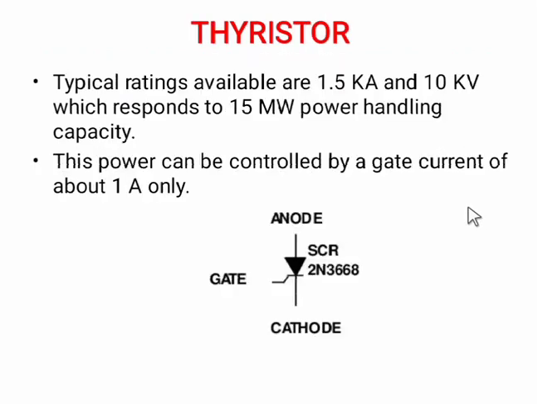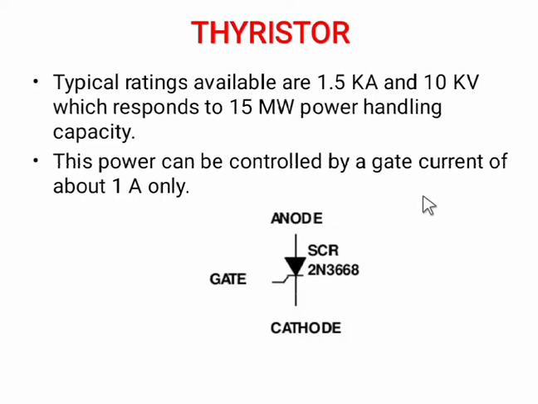The typical ratings available for a thyristor are 1.5 kiloamperes of current and 10 kilovolts of voltage, which corresponds to 15 megawatts of power handling capacity. So this much power can be controlled by applying only about 1 ampere of gate current. So this is a very important device for controlling the power flow in transmission lines, because it has very low power loss during the turn-on condition, and this power can be controlled by only 1 ampere of gate current.